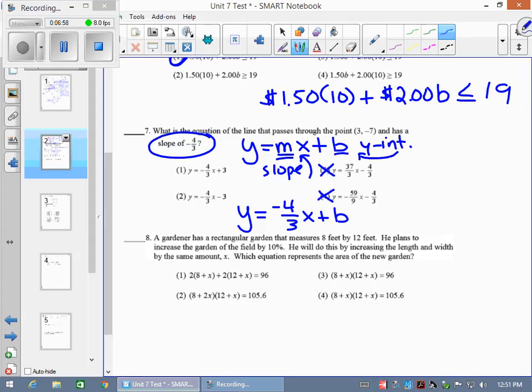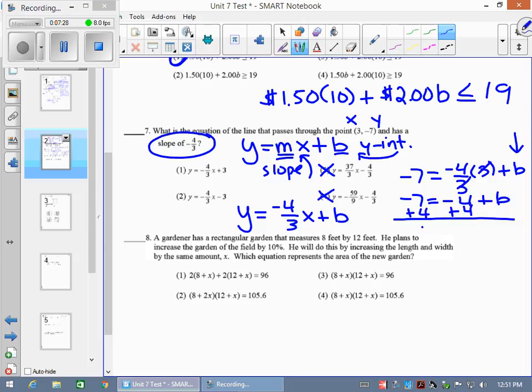By giving me that point of 3, negative 7, I can plug in an x value of 3 and a y value of negative 7 to isolate b. So if I plug negative 7 in for y and I plug 3 in for x, all I need to now solve for is my missing b, which is my y-intercept. If you multiply negative 4/3 by 3, it becomes negative 4. Add over that 4. Negative 7 plus 4 is negative 3. So now I know the equation would be y equals negative 4/3 x minus a y-intercept of 3. Negative 3. So this choice is choice 2.